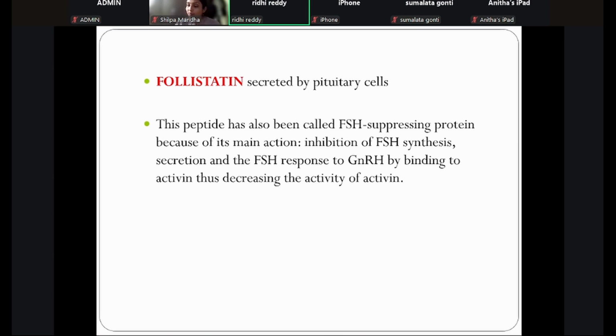So again, follistatin is secreted by the pituitary cells. This follistatin mainly acts by decreasing the activity of activin. So it inhibits FSH synthesis and secretion.